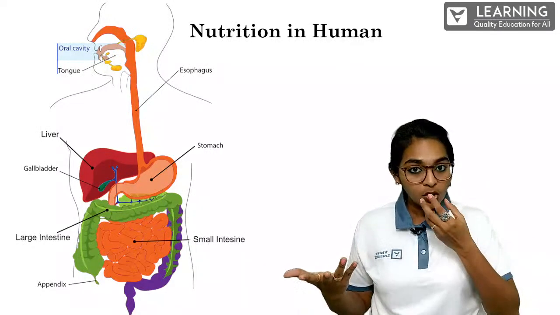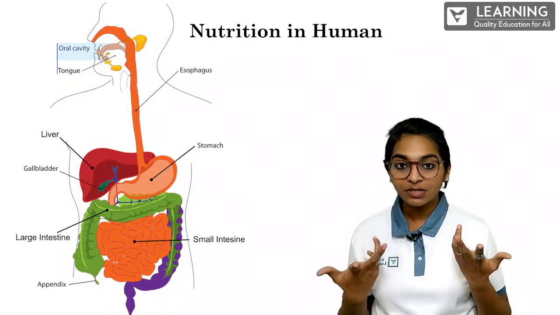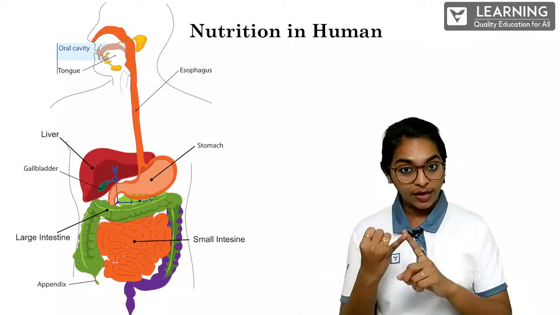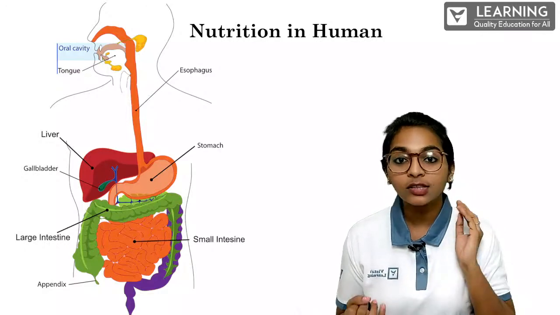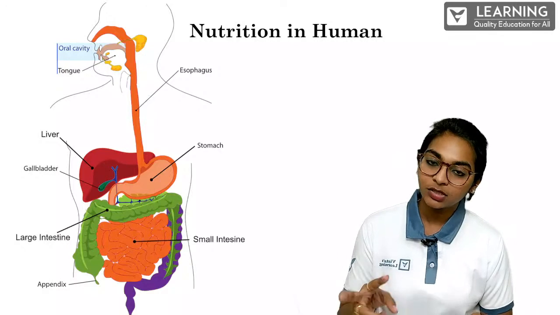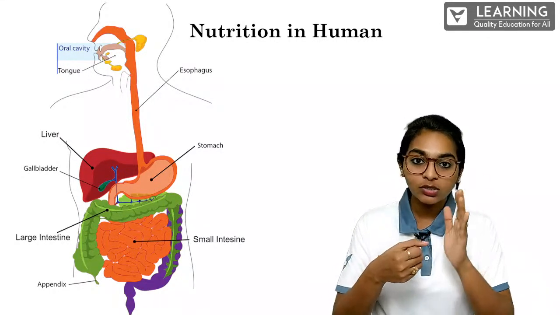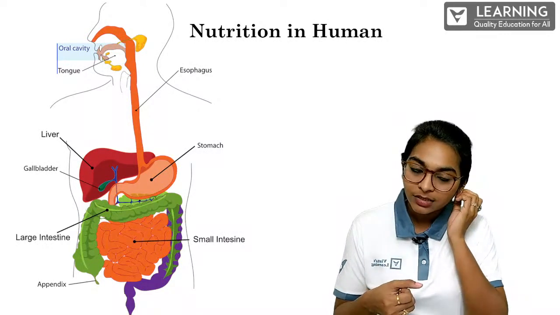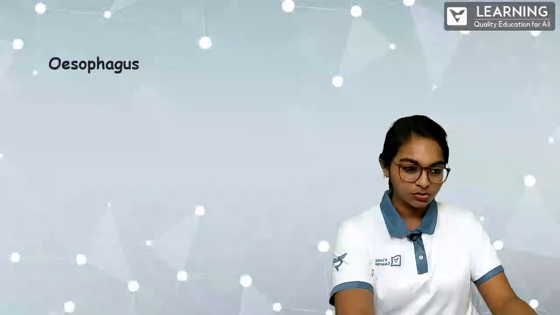When we are swallowing food, we will not breathe, which means inhaling of air and swallowing of food will not happen simultaneously. That is why people tell you not to laugh or talk when you are eating. Is that clear? When you are swallowing the food, the epiglottis will close the windpipe. So that is the pharynx, which you just have to keep in mind.